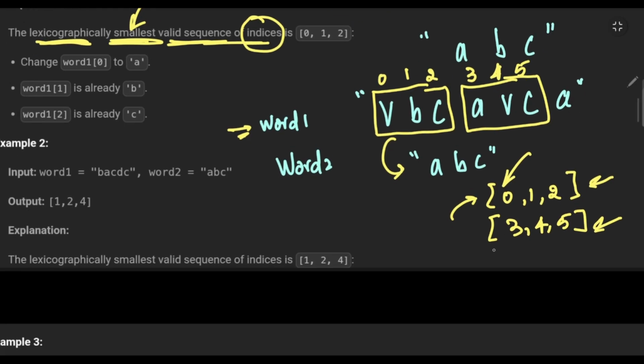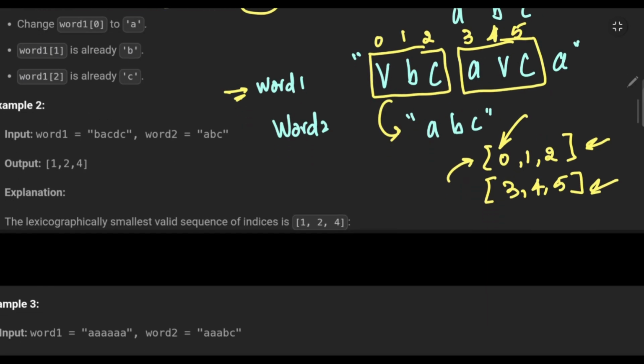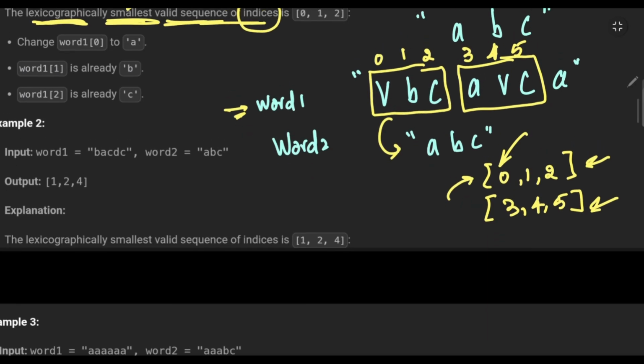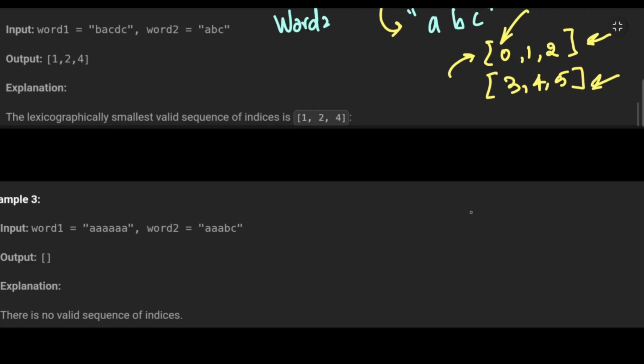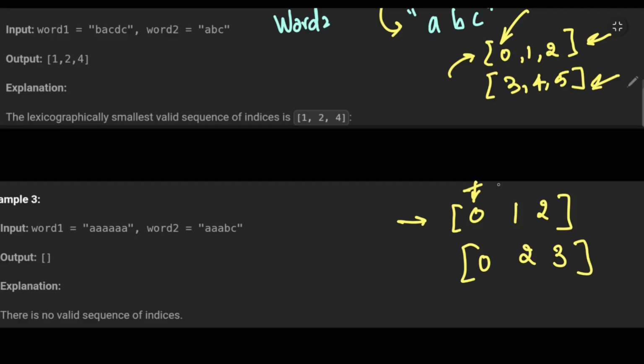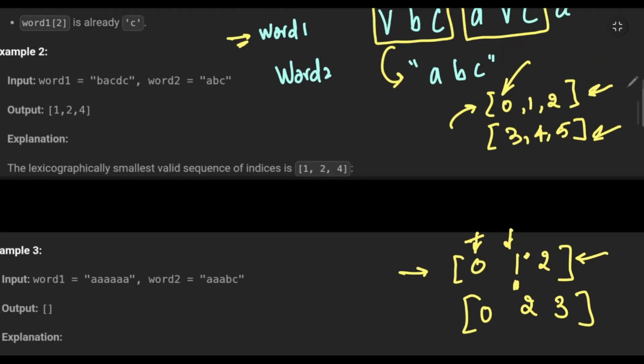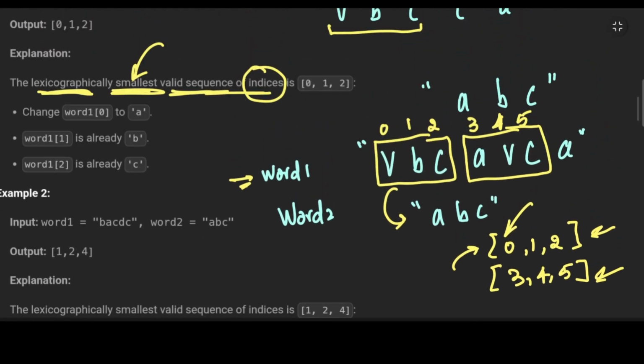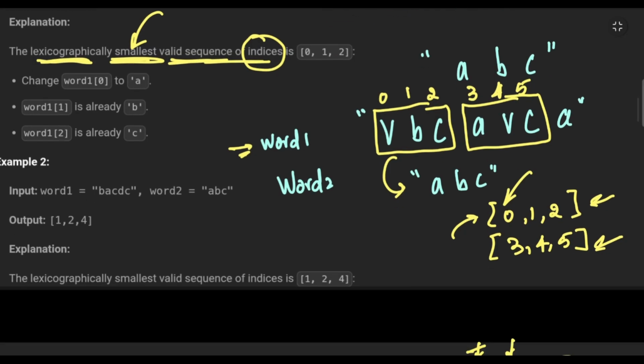Now you may also ask what if we got two answers, 0, 1, 2 and 0, 2, 3. Then the lexicographically smallest answer will be the first one, because the first elements are the same, we go to the next one, and since 1 is smaller we'll take this one as the answer. I hope this clears what they mean by lexicographically smallest valid sequence of indices.